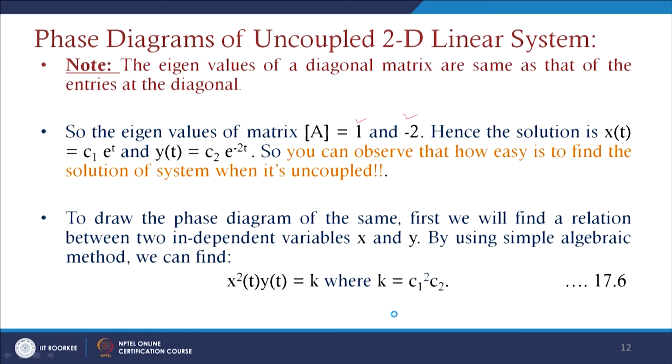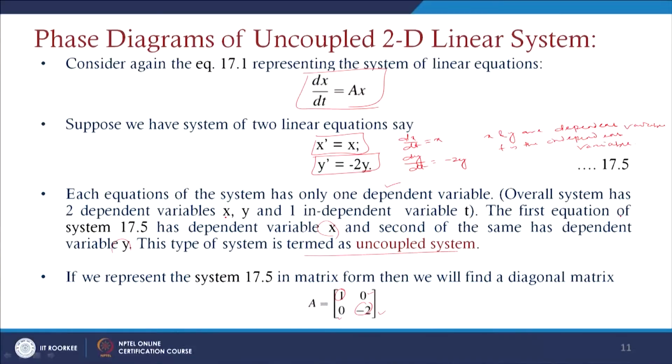And if you just write the solutions, x of t is nothing but c1 e to the power t, and y equals c2 e to the power minus 2t. You can observe that it is very easy to get the solutions when the system is uncoupled. Especially if you directly find the solution, dx by dt equals x, so dx by x can be written as dt. Just integrate this and you can obtain the same solution.